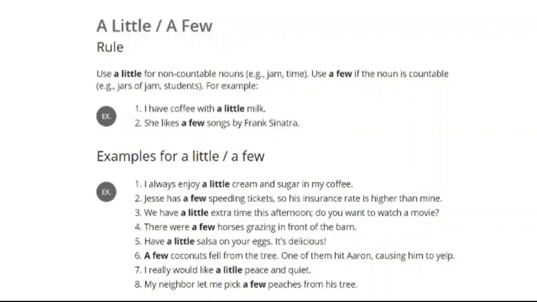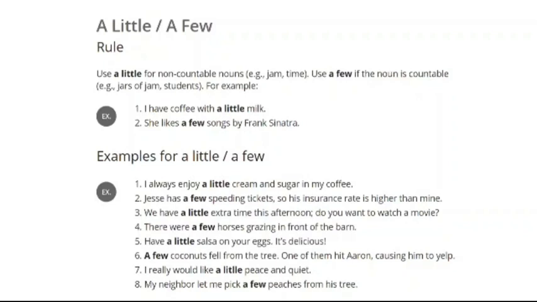I have a coffee with a little milk. She likes a few new songs by Frank Sinatra. I always enjoy a little ice cream and sugar in my coffee. Jesse has a few speeding tickets, so his insurance rate is higher than mine. We have a little extra time this afternoon.